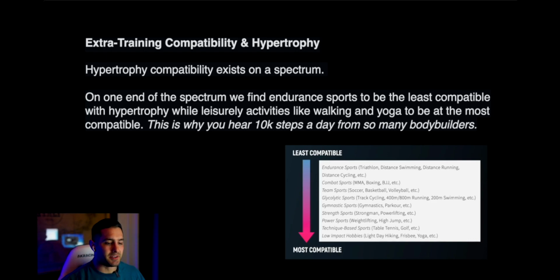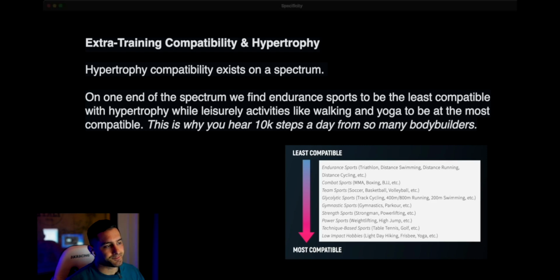And then the low impact hobbies, like walking. This is why a lot of people talk about how your 10K steps are good for you. 10K steps for your training for hypertrophy. You get your cardio, meaning you can cut out some calories for the day, and get the benefits that you get from cardio. But it also doesn't interfere with the recovery and adaptation that comes from the micro tears that come from lifting weights.